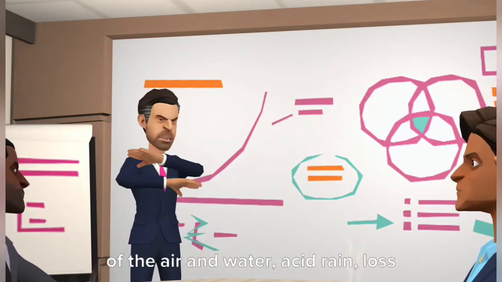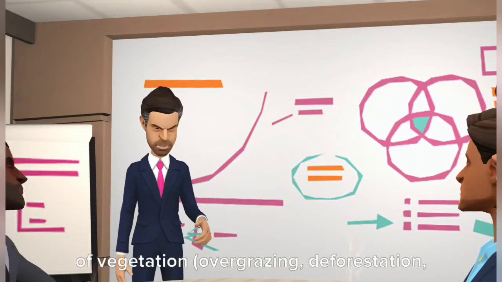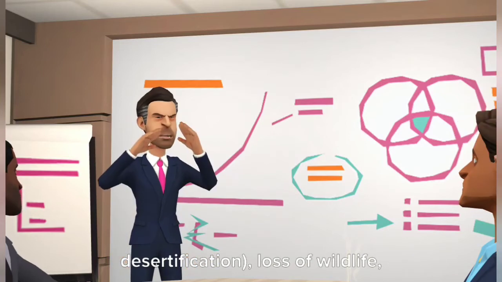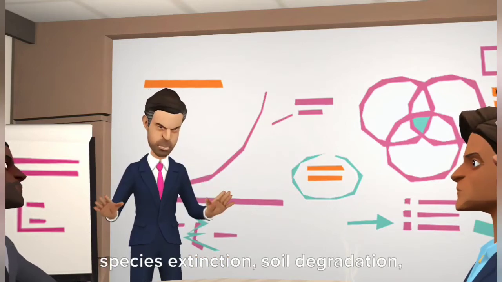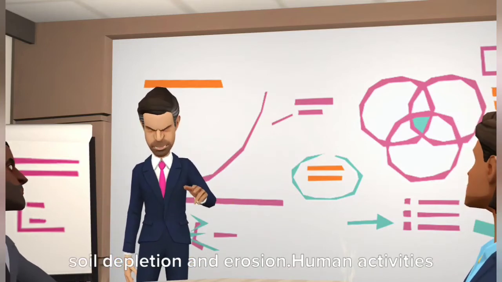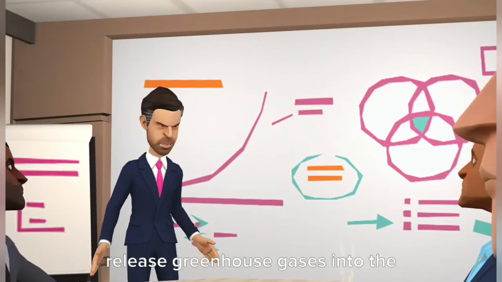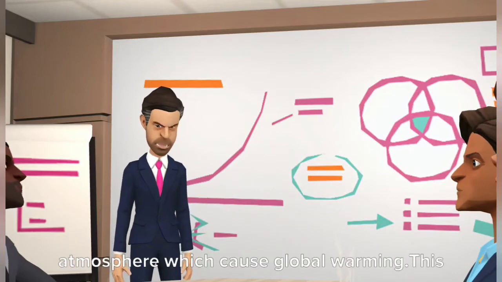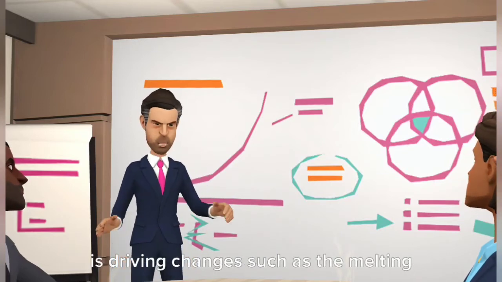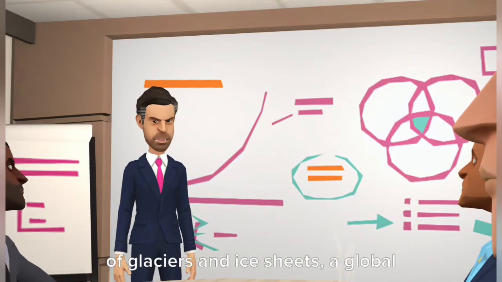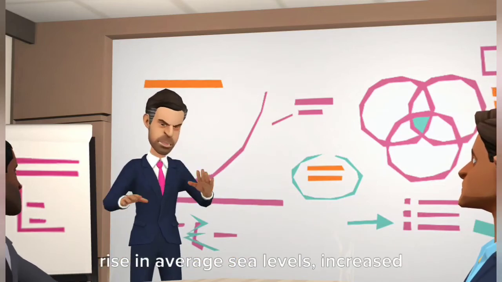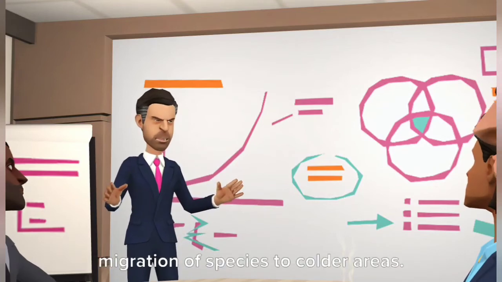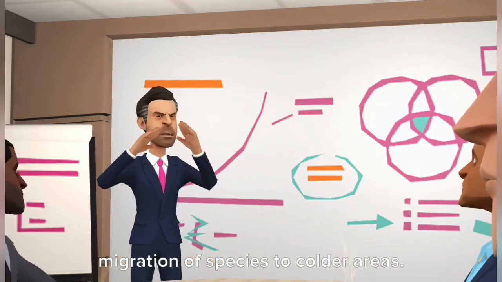Human impact is felt in many areas due to pollution of the air and water, acid rain, loss of vegetation, overgrazing, deforestation, desertification, loss of wildlife, species extinction, soil degradation, soil depletion, and erosion. Human activities release greenhouse gases into the atmosphere, which cause global warming. This is driving changes such as the melting of glaciers and ice sheets, a global rise in average sea levels, increased risk of drought and wildfires, and migration of species to colder areas.